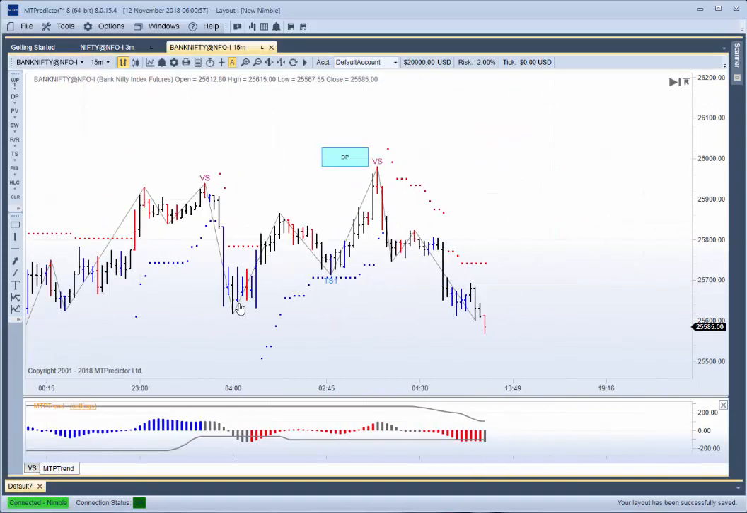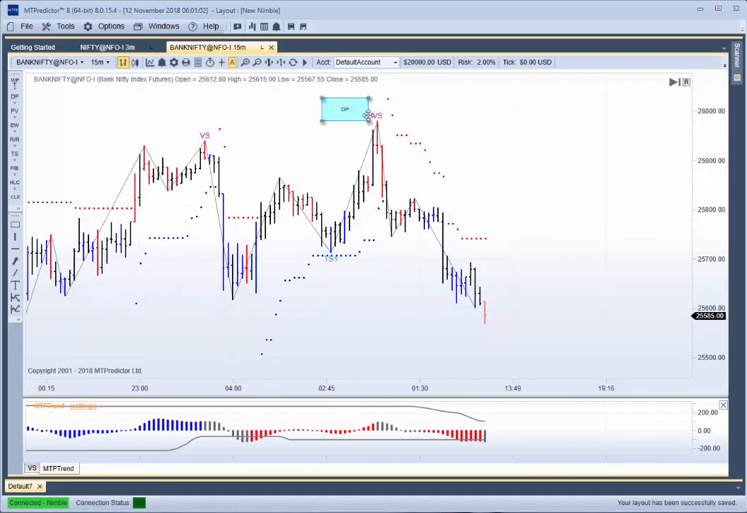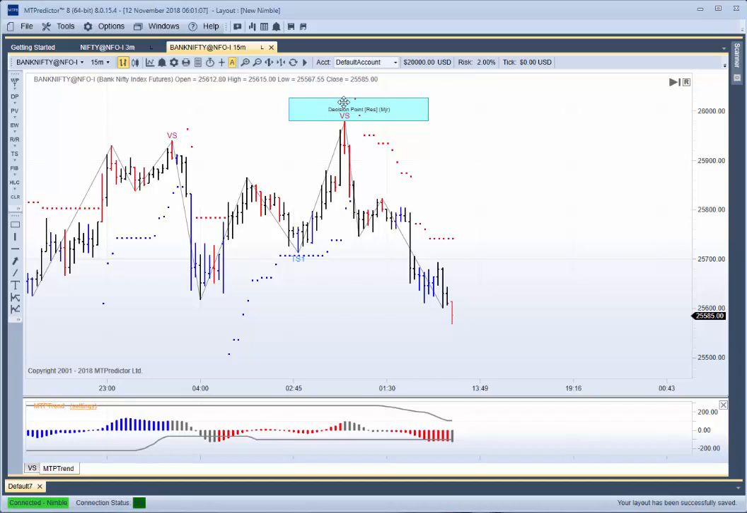If I turn training mode off and reset the chart there, can you see how the market went up and basically just tagged that DP resistance area that made the high of the day, and after that the market started to decline. It was declining down quite nicely.